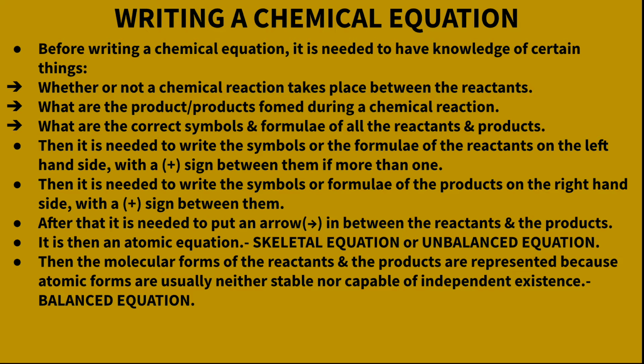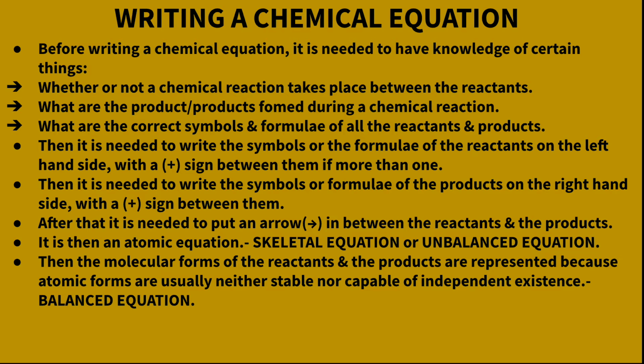So what happens when we write the skeletal or unbalanced equation? That is not complete. To make it complete, we need to write their molecular forms, because when we write the skeletal equation, the symbols are in atomic form. The atomic form of these substances cannot stay stable or independently, so we need to write them in molecular form.